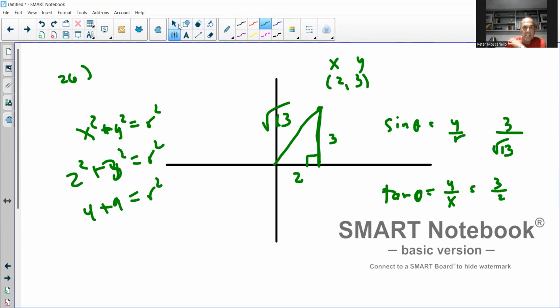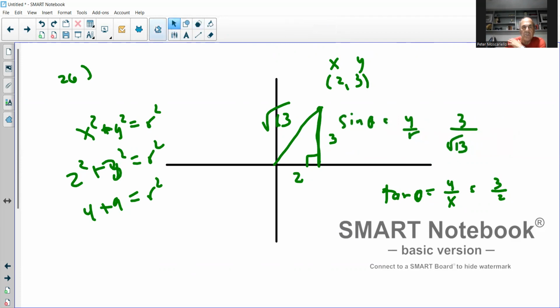I was going to come back to this. I should probably do it now. This 3 over root 13, we know we can't leave it like that, right? So you multiply by root 13 over root 13. Final answer, 3 root 13 over regular 13.